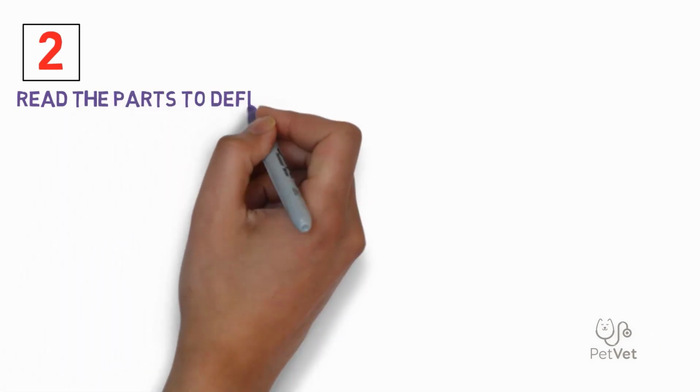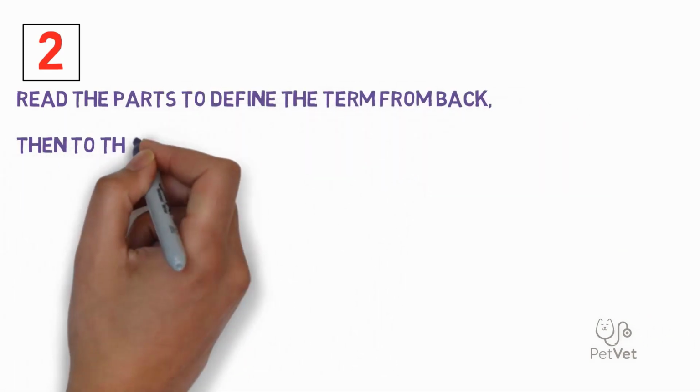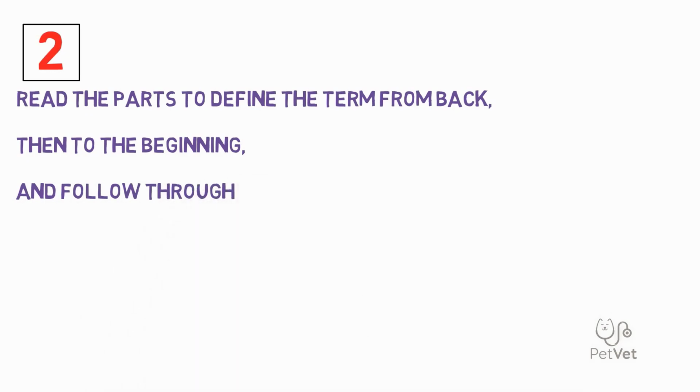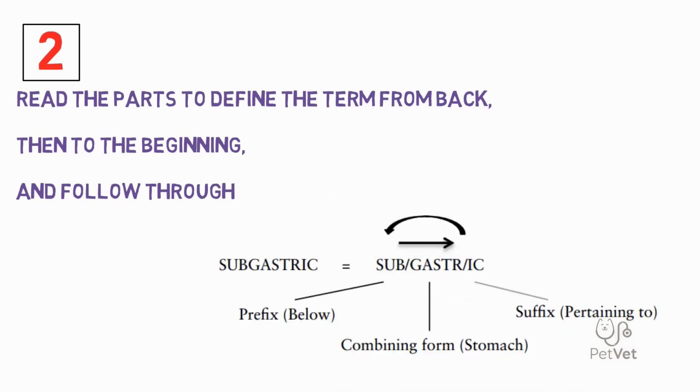Rule number 2: read the parts to define the term from the back, then to the beginning, and follow through. You have probably noticed by now that when we define a medical term, we begin at the suffix, then look at the beginning of the term, and follow through. The following is an example of this rule. Define the suffix, followed by the prefix, and then follow through. Not all medical terms will use this rule. However, the rule will apply 90% of the time.